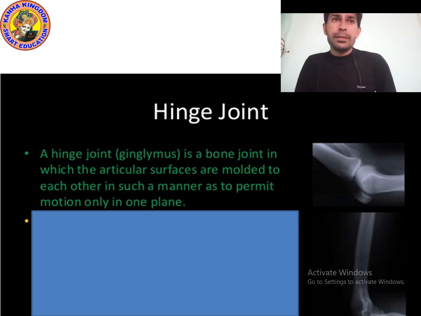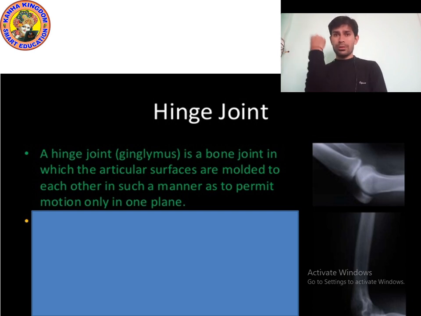Now let's study the hinge joint. It is also known as ginglymus. A hinge joint is a bone joint in which the articular surfaces are molded to each other in such a manner as to permit motion in one plane, like the knee joint, the elbow joint, and the ankle joint. These are actually hinge joints.